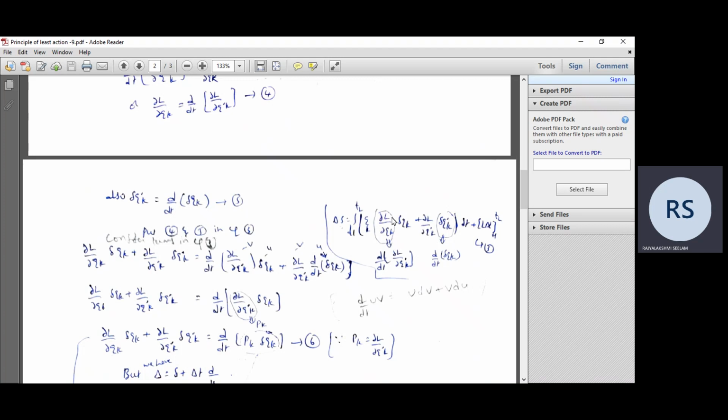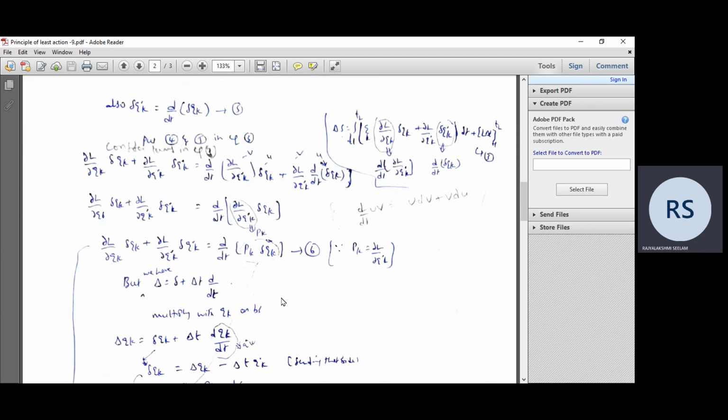If we observe this, it is in the form of the derivative of uv, that is u times derivative of v plus v times derivative of u. So let us rewrite this with the derivative of uv. ∂L/∂qk δqk plus ∂L/∂qk dot δqk dot equals, so we are replacing this with the derivative of uv: d/dt of ∂L/∂qk dot into δqk.